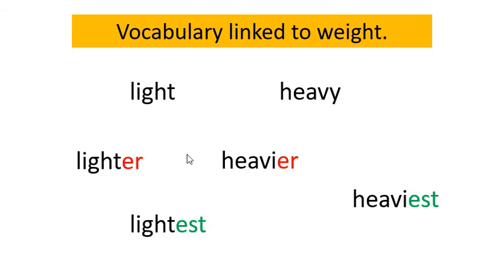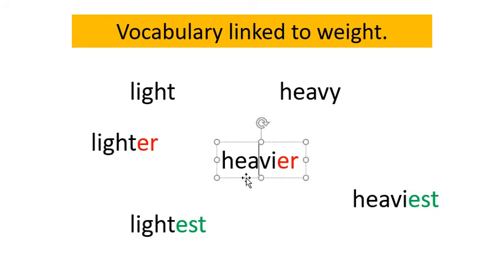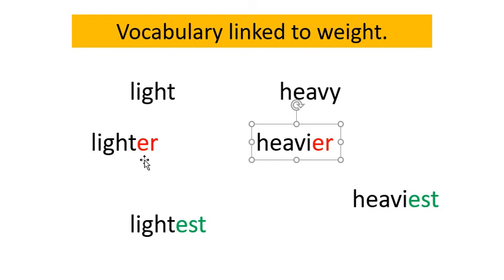Now when you're comparing two things, you also tend to use words like lighter and heavier. And if you notice, both these words end in ER. These are useful words for comparing two things. You could say that the feather is lighter than the chair, or the chair is heavier than the feather. That's for when you're comparing two things.